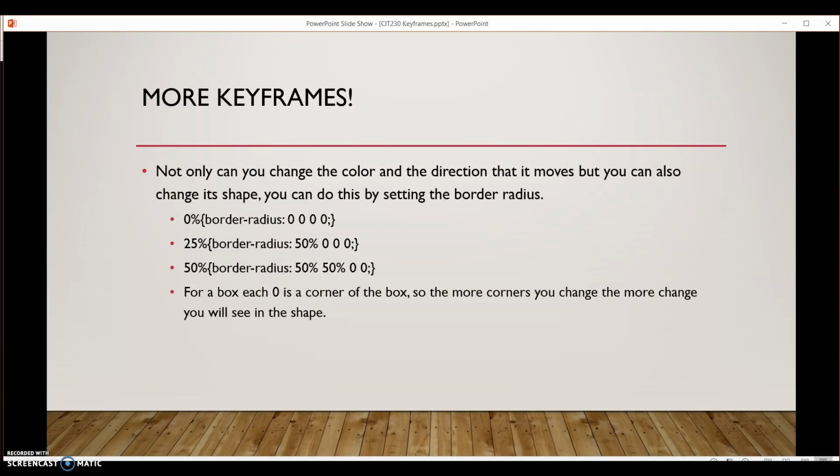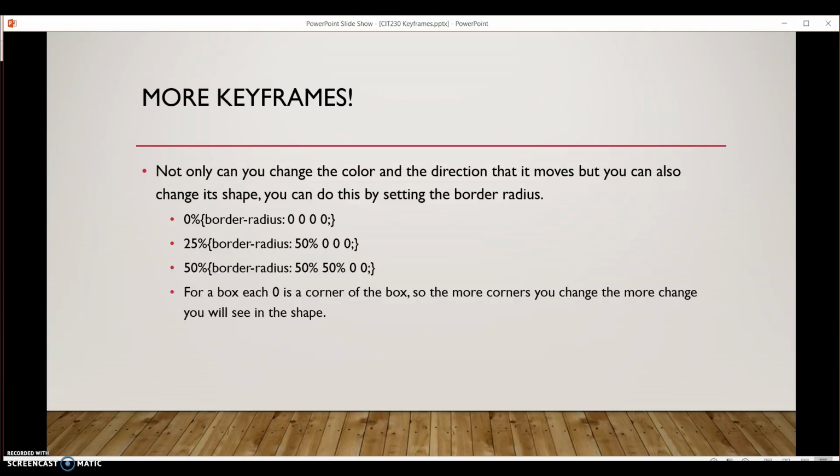And then not only can you change the color and the direction that it moves, but you can also change its shape. This was also really fun to see because you can change the shape using the border radius. So here I have an example of 0%. You have the border radius at 0, 0, 0, 0. So at 0%, it will just be 0. So it'll be whatever the shape is that you've selected for this animation to be.